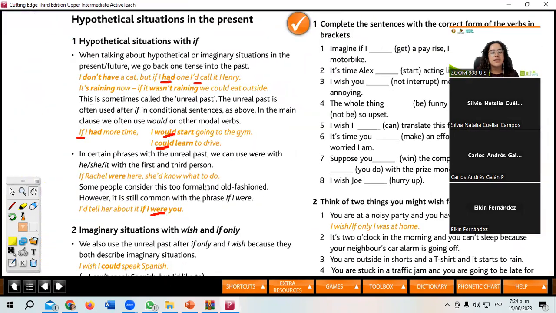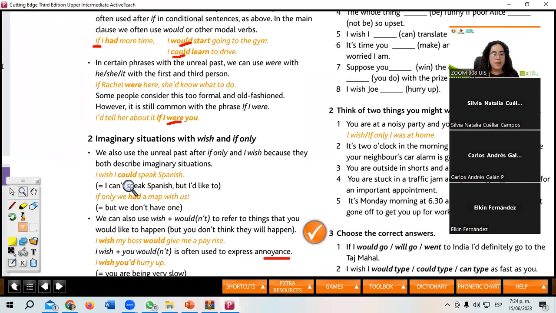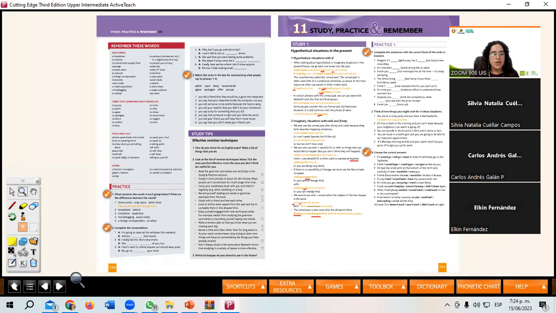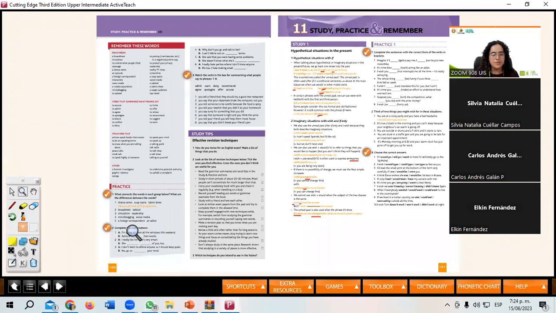Well, this is the final part of the grammar. I don't know if there are any questions or we can go to the practice. Maybe after the practice, you will have some questions, right?